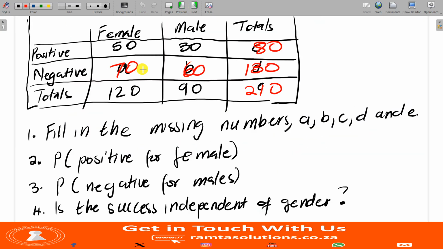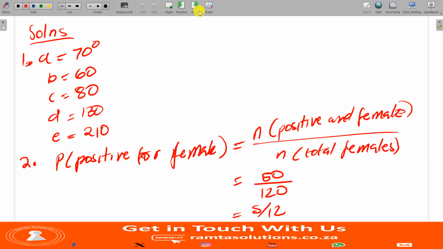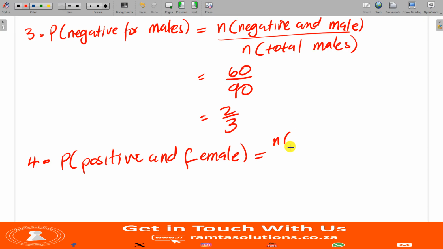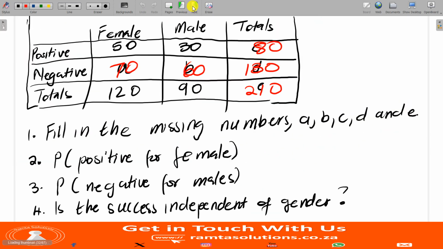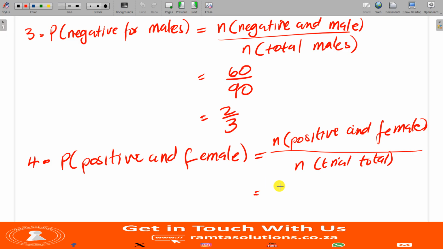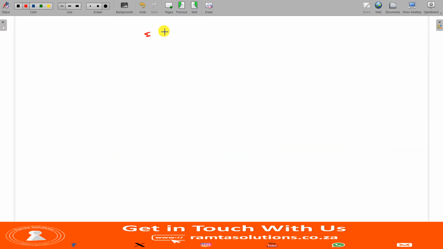Probability of positive and female is 50 over 210. Probability of positive and female is number of positive and female over trial total. Okay, what is this? Did we say 70? Okay, 50 over 210. This is 5 over 21, if you like.